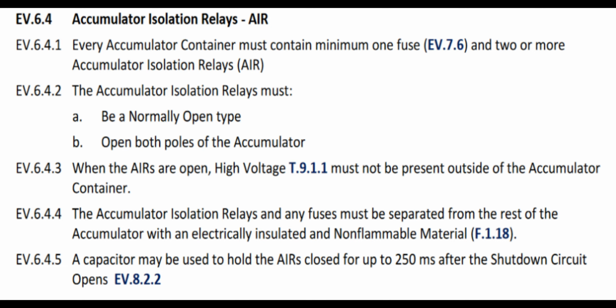So, okay, we're going to need 2 AIRs and 1 fuse. Now the question is, where do we place the AIRs in the path of the high voltage? Because now we're going to have 2 instead of 1 like we had beforehand. If we go down to the next rule, the accumulator isolation relays must be a normally open type. Most relays are already like that, so we don't need to really worry about that. Both poles of the accumulator must be opened. What that means is that one relay is going to be gating the high side of the voltage, and the other one is going to be gating the low side of the voltage.